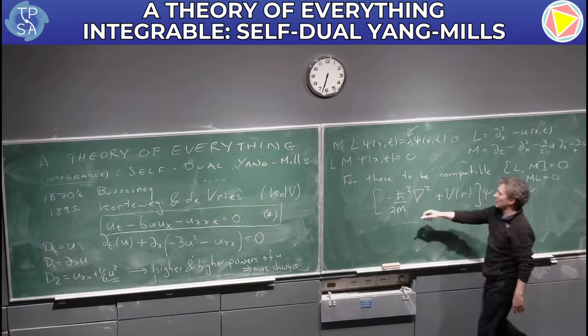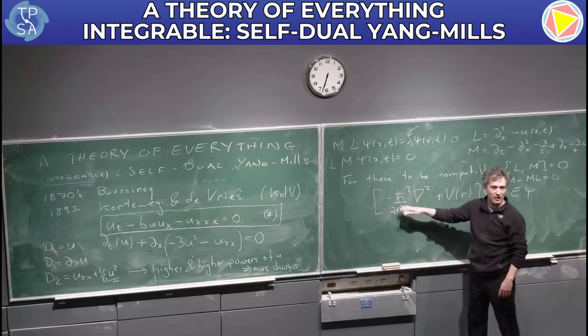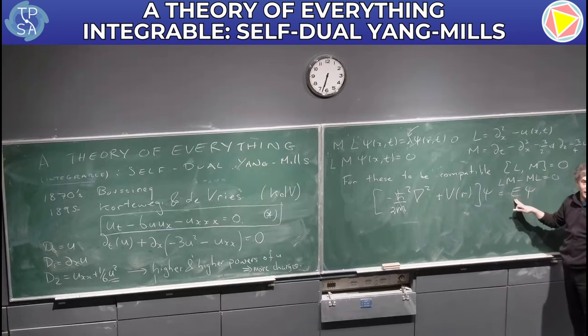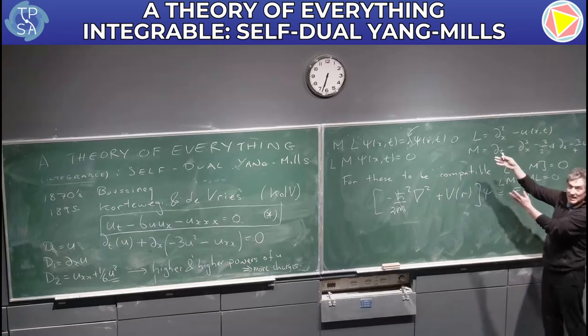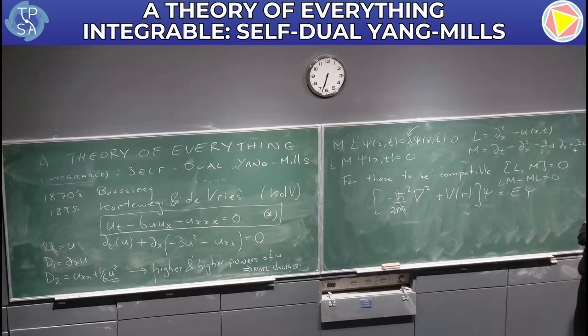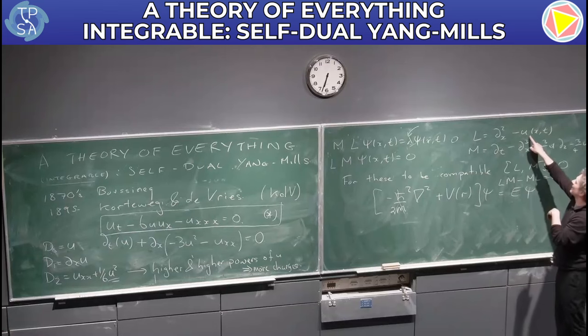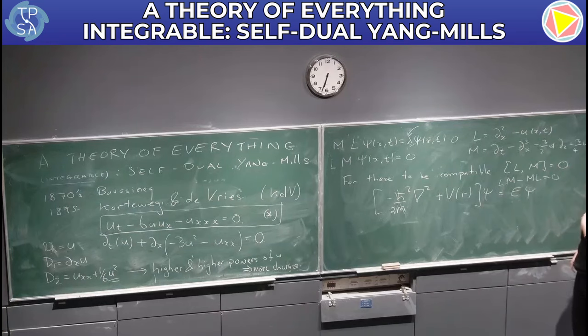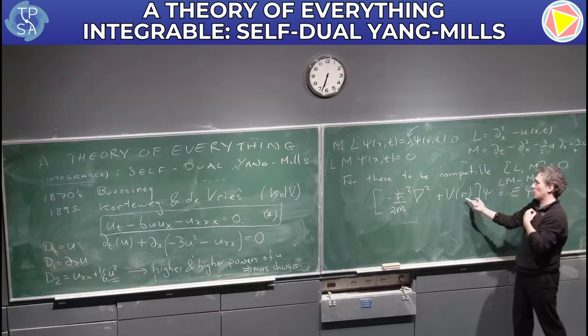But the numbers don't matter too much. Here I do have some potential, and here I have an energy. So this equation really is the Schrodinger equation. And so this gave them an idea for how to solve it. The U looks like the potential, right? So if I have the Schrodinger equation, what's the first thing you do?